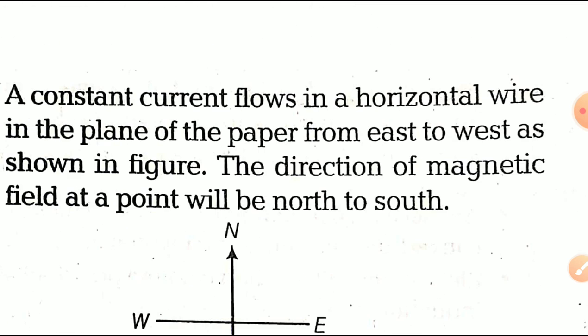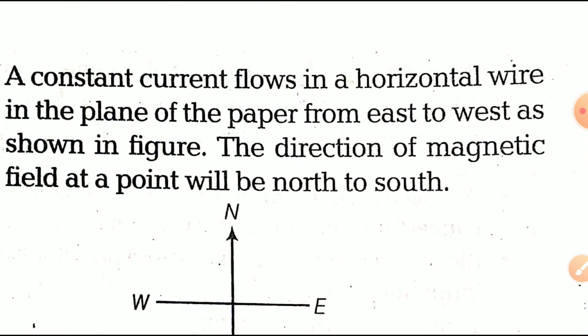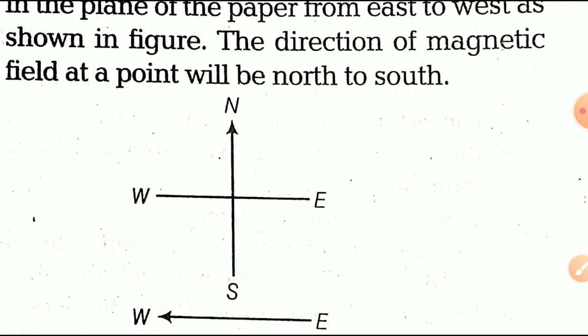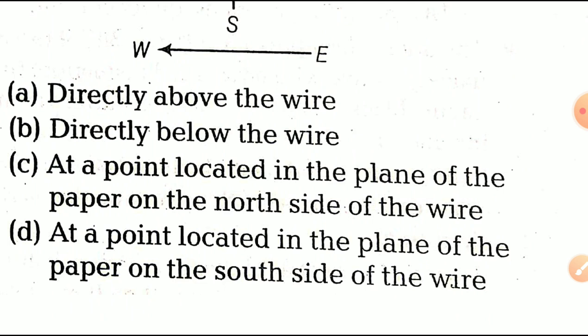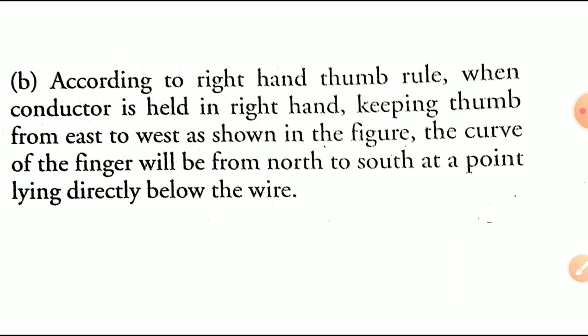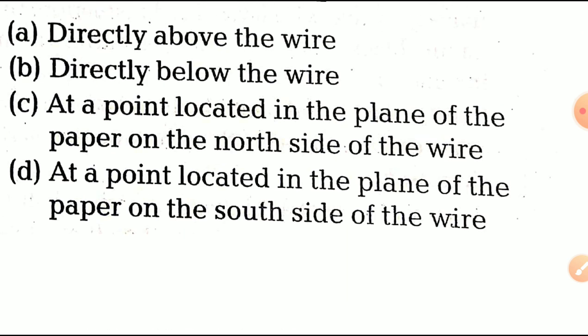What we have to tell is the direction of magnetic field around this wire. You can see we have four options: directly above the wire, directly below the wire, at a point located in the plane of the paper on the north side of the wire, at a point located in the plane of the paper on the south side of the wire. According to the right hand thumb rule, what will happen? The answer is B.